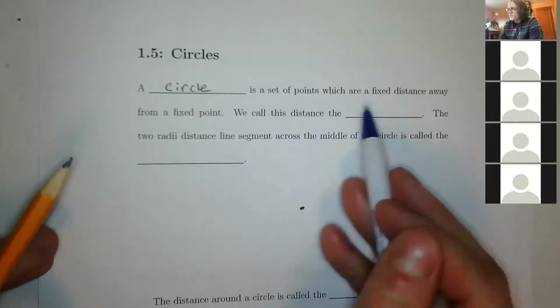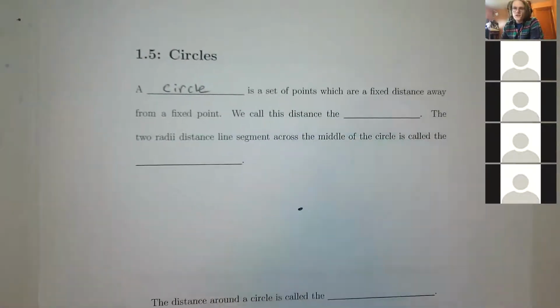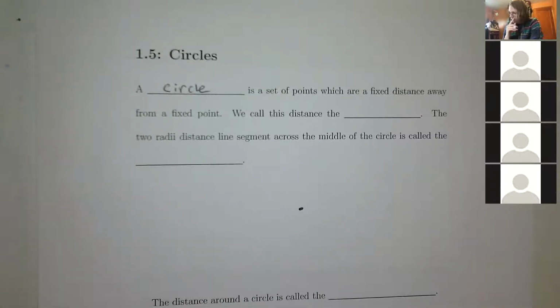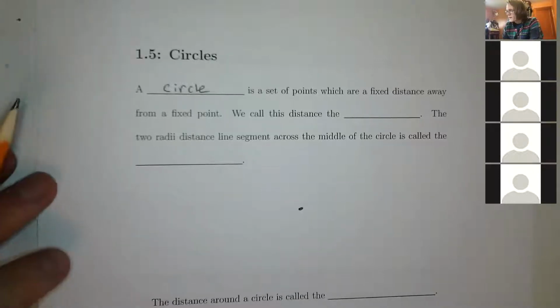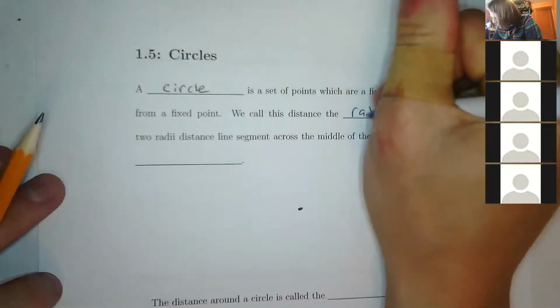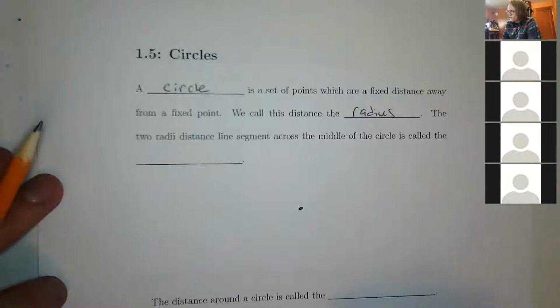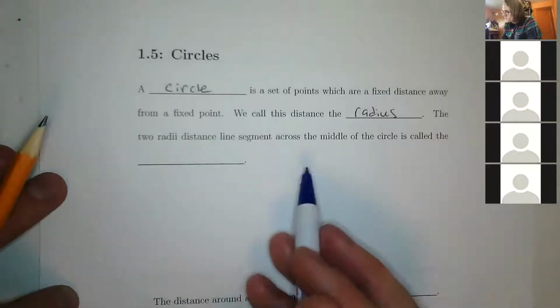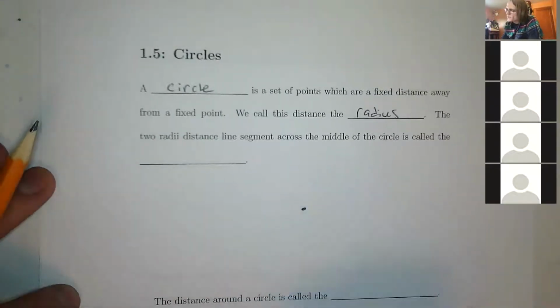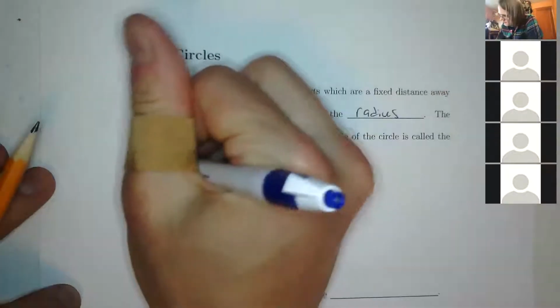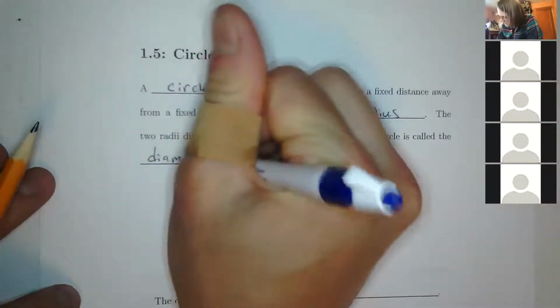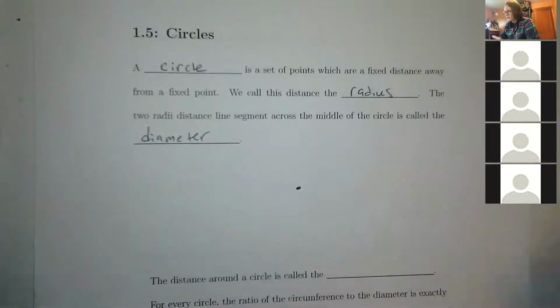It's a set of points which are a fixed distance away from a fixed point. It's just two pens tied together with a rope. The rope's length is the radius. Whatever pen you fix is your center. And you get a circle if you rotate the pencil around the other pen. Anyway, we call this distance the radius. The two radii distant line segment across the middle of the circle is called the diameter. And that's a confusing definition, but again, let me draw it.